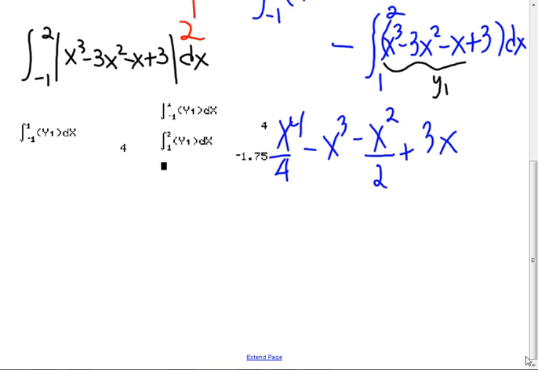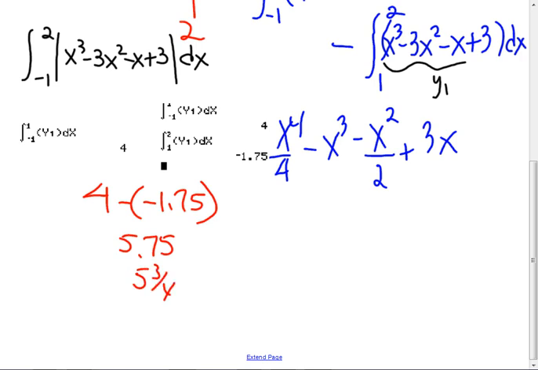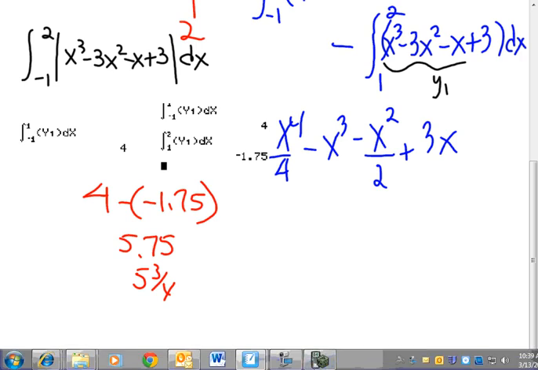So this is, where's my picture? Oh, there it is. So it's 4 minus negative 1.75. You guys love your decimals. Personally, I like 5 3/4, but okay. Let's do the whole thing with absolute value. I want to see if I'm right.